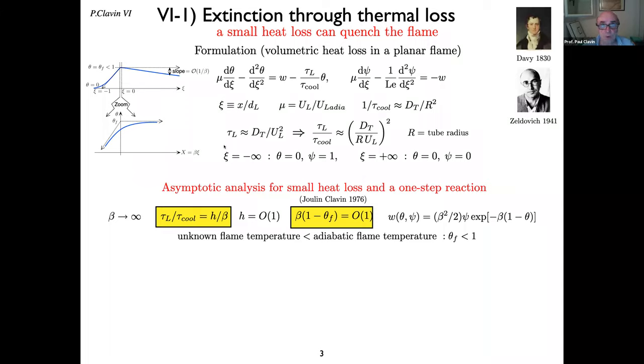If this additional term is small, it's of order 1 over beta in the limit of large activation energy beta going to infinity. In a sense, it's easier to understand by writing beta larger than unity, much larger than unity, and not if you write infinity, people say it is zero. No, it's the order of magnitude of this cooling rate, which is of order 1 over beta, the radius. So this H coefficient is of order unity, and it turns out that in that case, the modification of the flame temperature, which was unity without cooling, is now of order 1 over beta, and so you can solve the problem completely.